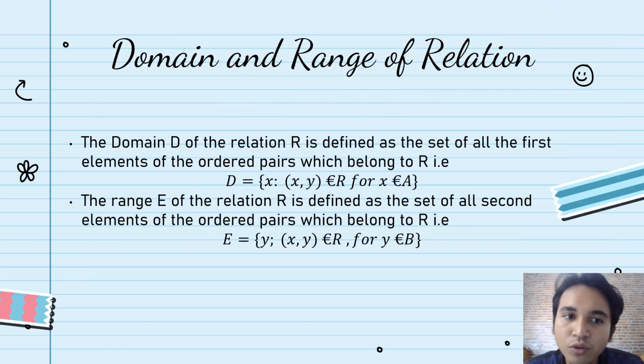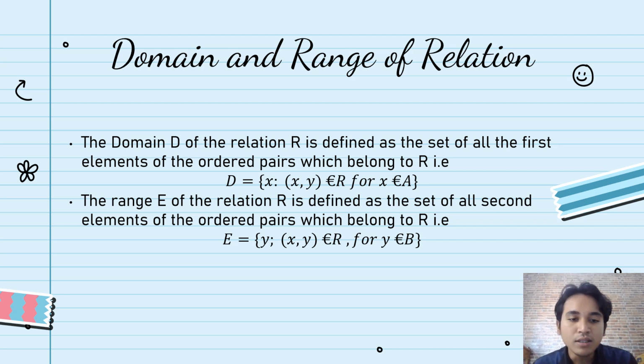Okay, next we have to know the domain and range of the relations. The domain D of the relation R is defined as the set of all the first elements of the ordered pairs which belong to R. Either, the domain D is defined as the set of all x such that (x, y) belongs to R, for x belonging to A.